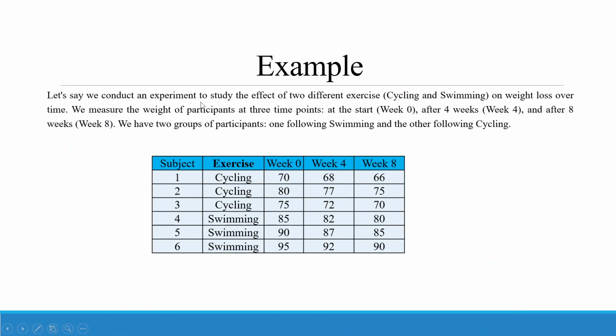Let's say we conduct an experiment to study the effect of two different exercises, cycling and swimming, on weight loss over time. We measure the weight of the participants at 3 time points. At the start, that is week 0, after 4 weeks, and after 8 weeks. We have two groups of participants, one following swimming and another following cycling.